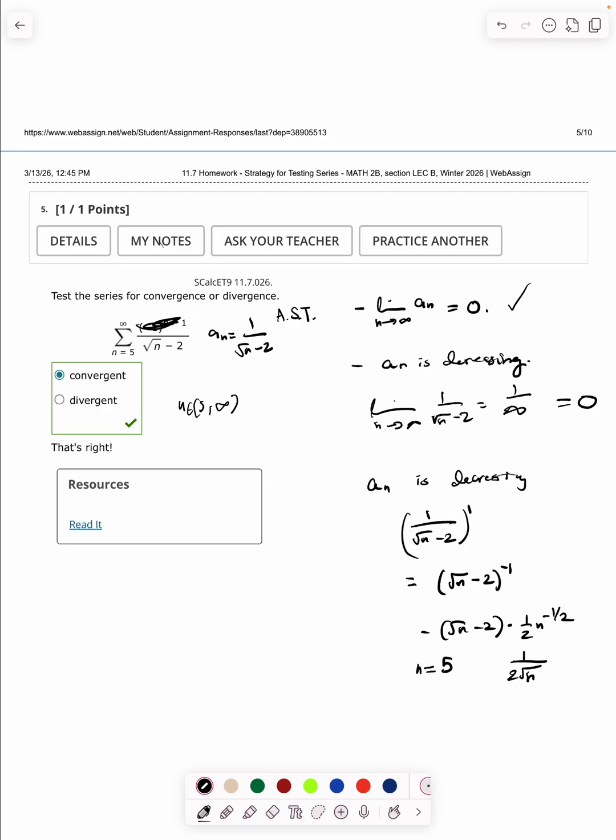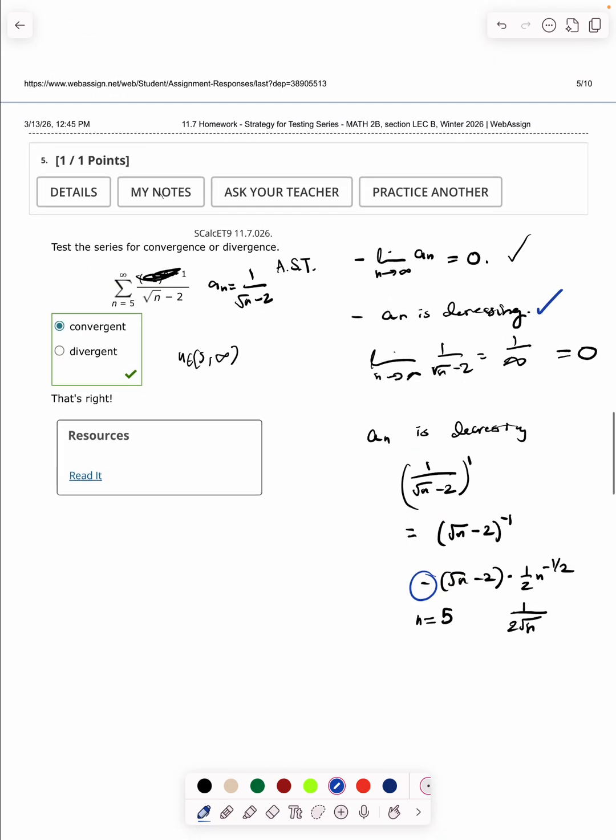So actually, if I set n equal to 5, it would be root 5 minus 2, which is negative for sure. But more importantly, this negative tells me that this derivative is always negative, and so that means it's always decreasing. And so the second condition is met. So that means that my series is converging.